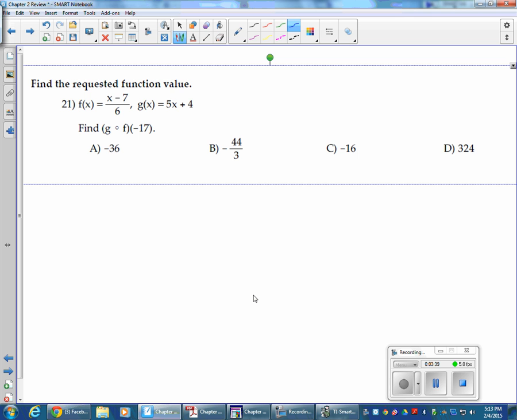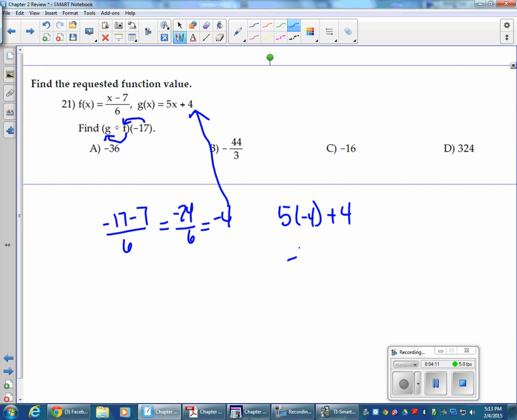Number 21, find g of f of negative 17. So what this means is you put negative 17 into f, get an answer, and then put that answer into g. So when I put negative 17 into f, it'd be negative 17 minus 7 over 6, because here's my f equation. Negative 17 minus 7 is negative 24, divided by 6 would be negative 4. So now I'm going to take negative 4 and plug it into the g equation. So that's 5 times negative 4 plus 4, which is negative 20, plus 4, my answer would be negative 16. C.